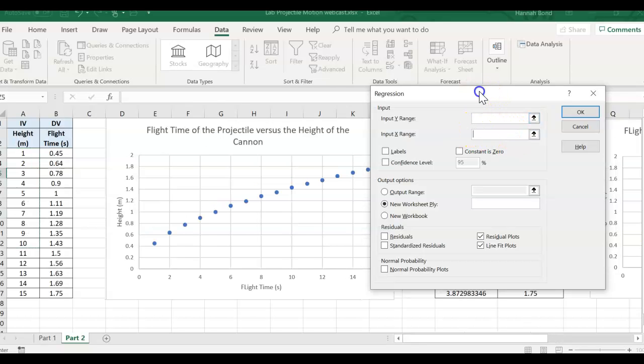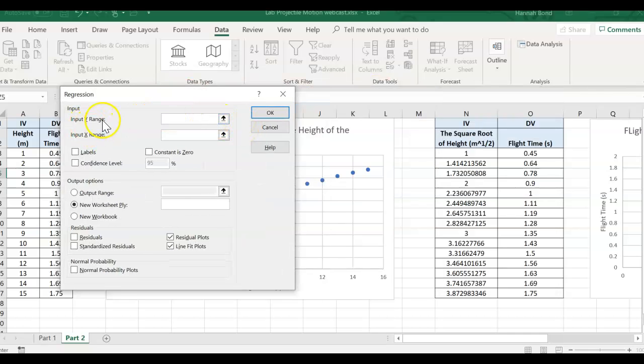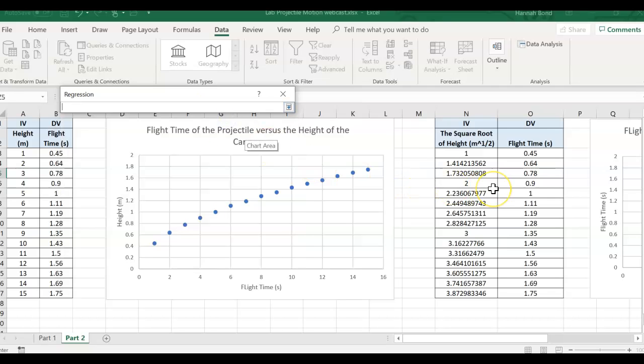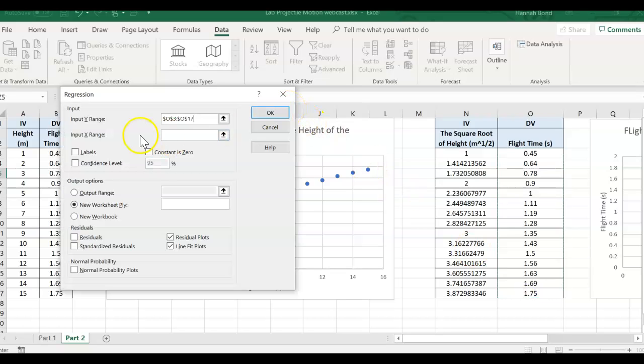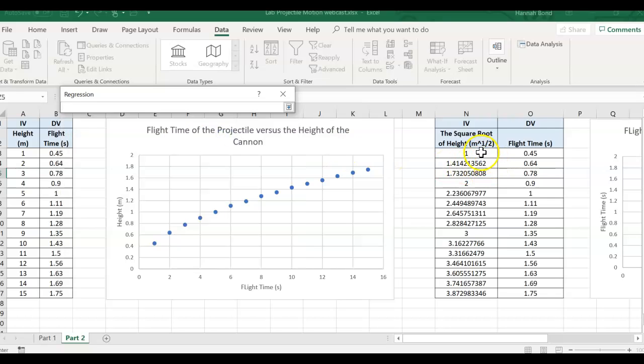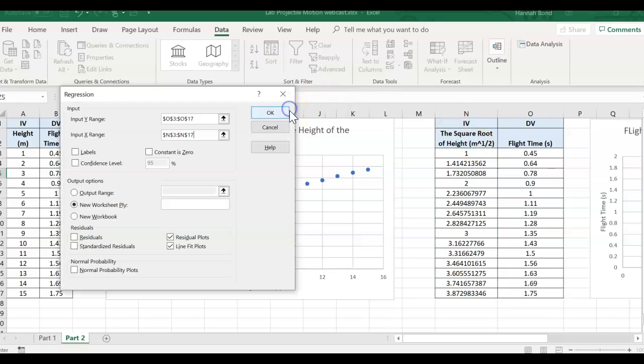Okay. So now, when I put in the input of the y range, on my new linearized graph, the y-axis is showing flight time. So I highlight the flight time cells, go back to this form, and then I want to do the x range. On the x-axis now, it's showing the square root of the height. So be sure that you highlight these cells that have the square root of height. Make sure that residual plots and line fit plots are checked, and then say OK.